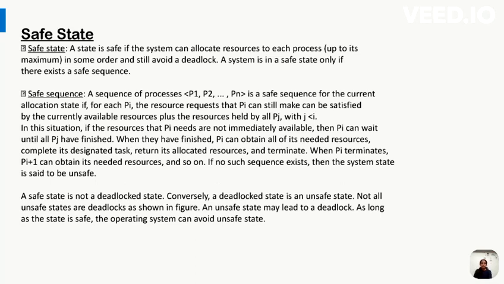Safe state. A system is in a safe state if it can allocate resources to each process up to its maximum in some order and still avoid a deadlock. Safe sequence. A sequence of processes P1, P2, to Pn is a safe sequence for the current allocation state if, for each Pi, the resource requests that Pi can still make can be satisfied by the currently available resources plus the resources held by all Pj.